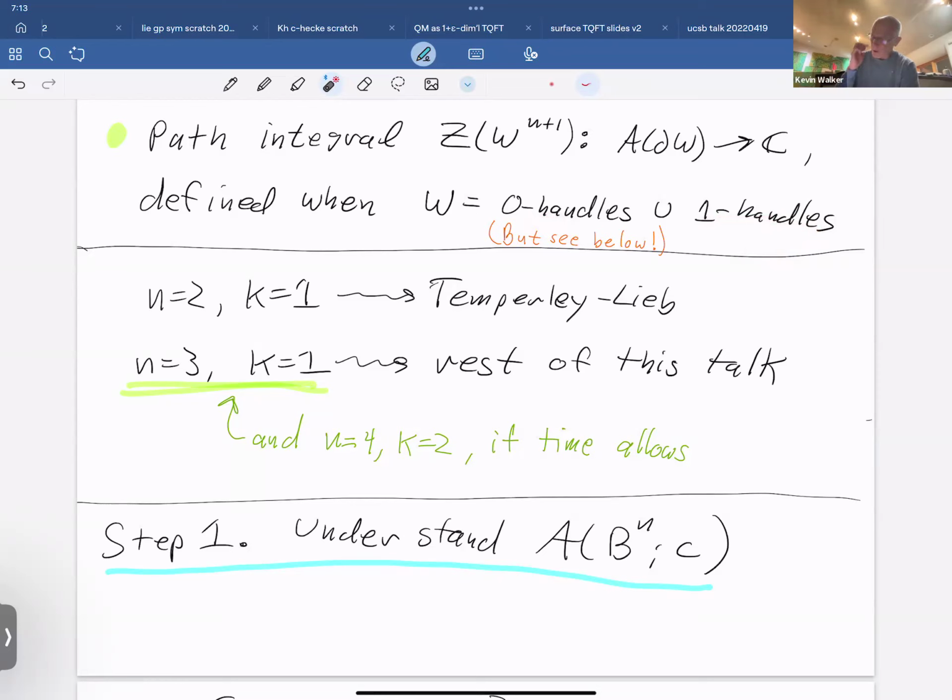So we've got this two-parameter family of theories. When n is equal to 2 and k equals 1, it gives the Temperley-Lieb category, which we already know is interesting. What about all the rest of it? Most of the rest of this talk is going to be about the n equals 3, k equals 1 case. So that would be surfaces inside 3-manifolds. And if there's time, I'll also talk about n equals 4, k equals 2. That would be surfaces inside 4-manifolds.